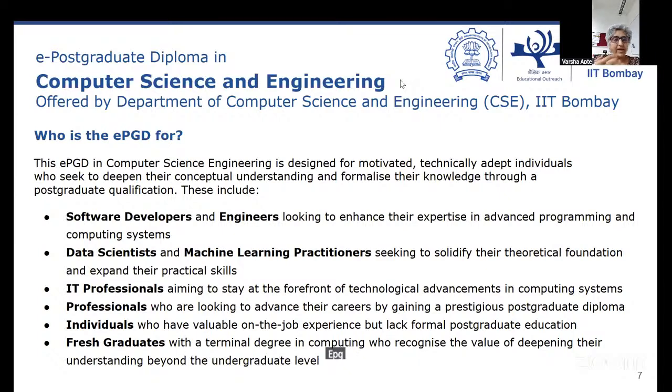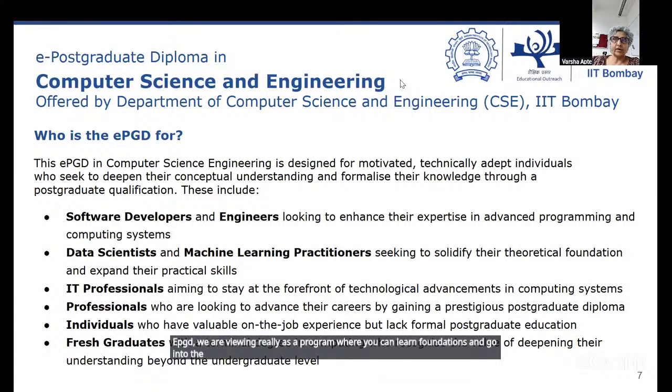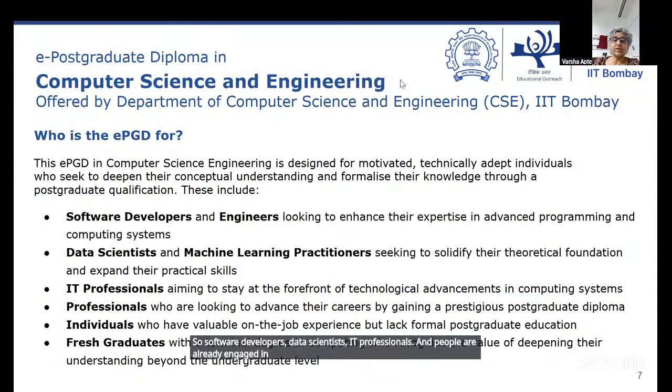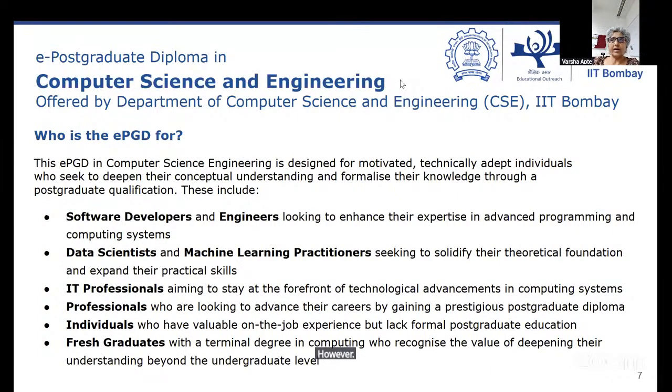ePGD, we are viewing really as a program where you can learn foundations and go into the depth of the practice of computer science. So software developers, data scientists, IT professionals, and people who are already engaged in the practice of computer science, you can look to upskill yourself, go deep into various concepts. However, it is equally accessible to fresh graduates also.